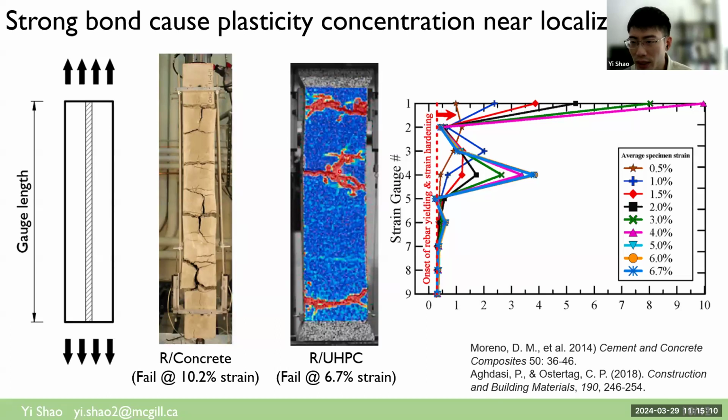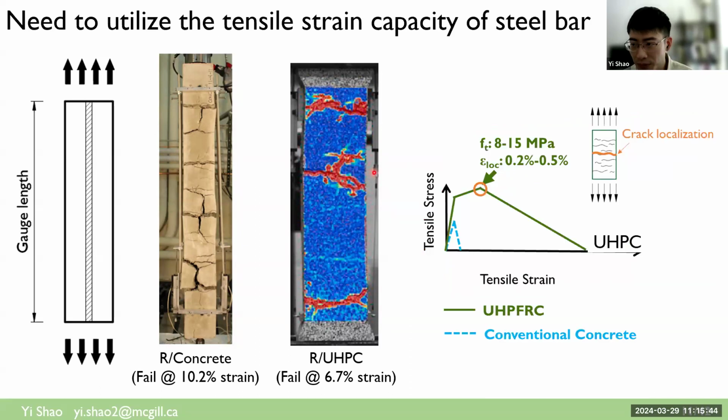But what's more important is after the formation of a localized crack, if we are looking at the strain gauge reading near this localized crack, the splitting cracks are very well restrained. So the steel plasticity is restrained within a very small region near the localized crack. So this is very important, that the high bonding of UHPC is actually restraining the steel plasticity within a very small region near those localized cracks.